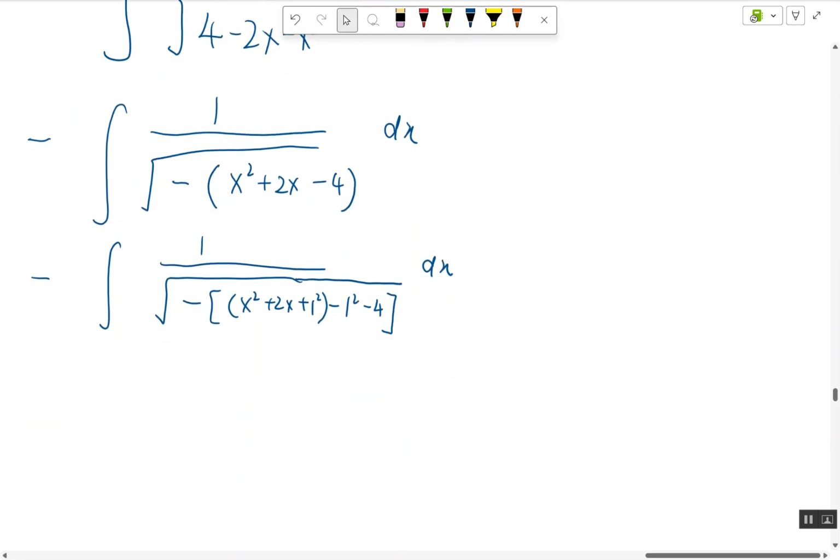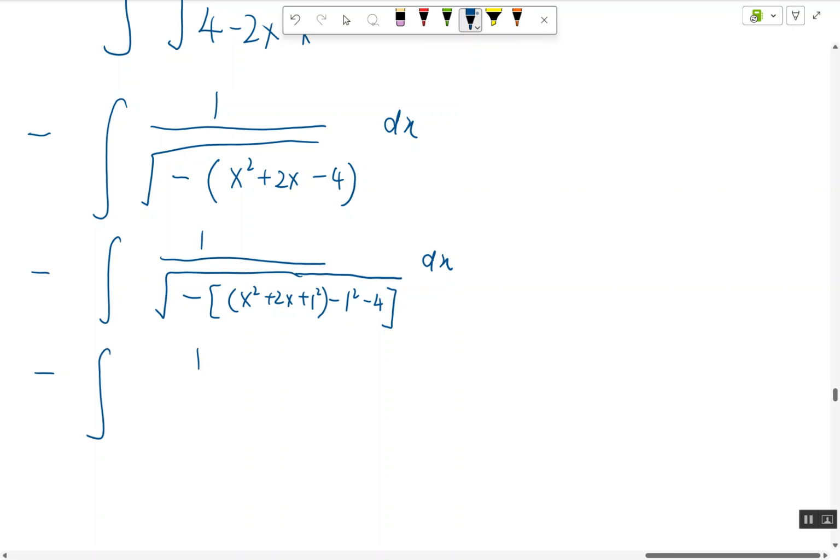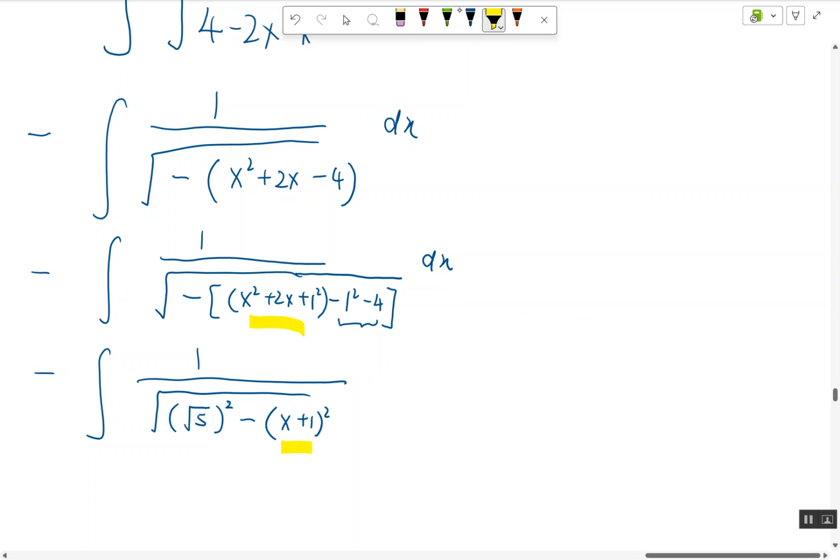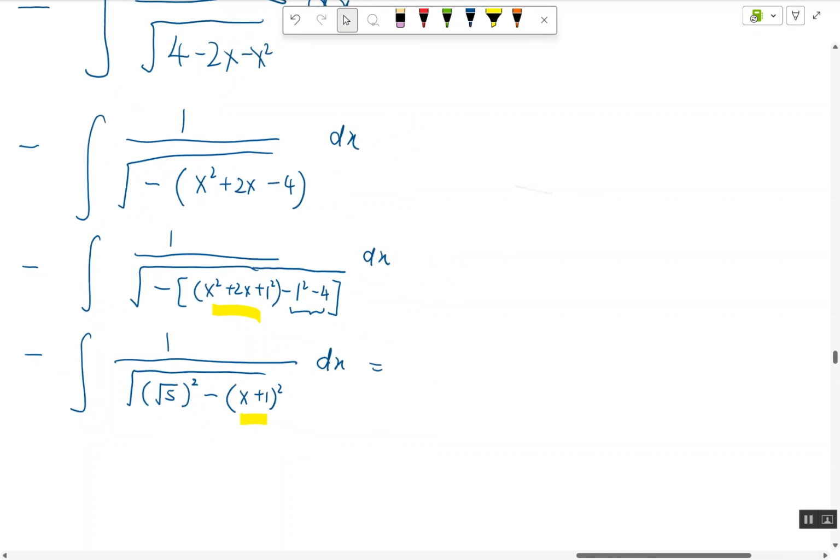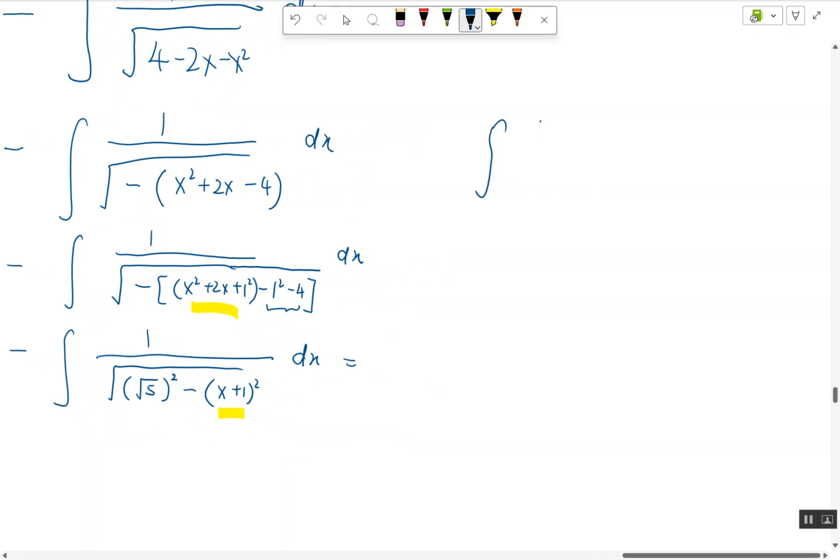Okay, so this is just equal to 1 over square root, this is 5, put it as root 5 square minus x plus 1 square, a completed square. Integral of 1 over square root, you must know is sine inverse. Then look at your formula sheet. They say that if you integrate 1 over square root a square minus x square dx, this is just equal to inverse sine x over a plus c.